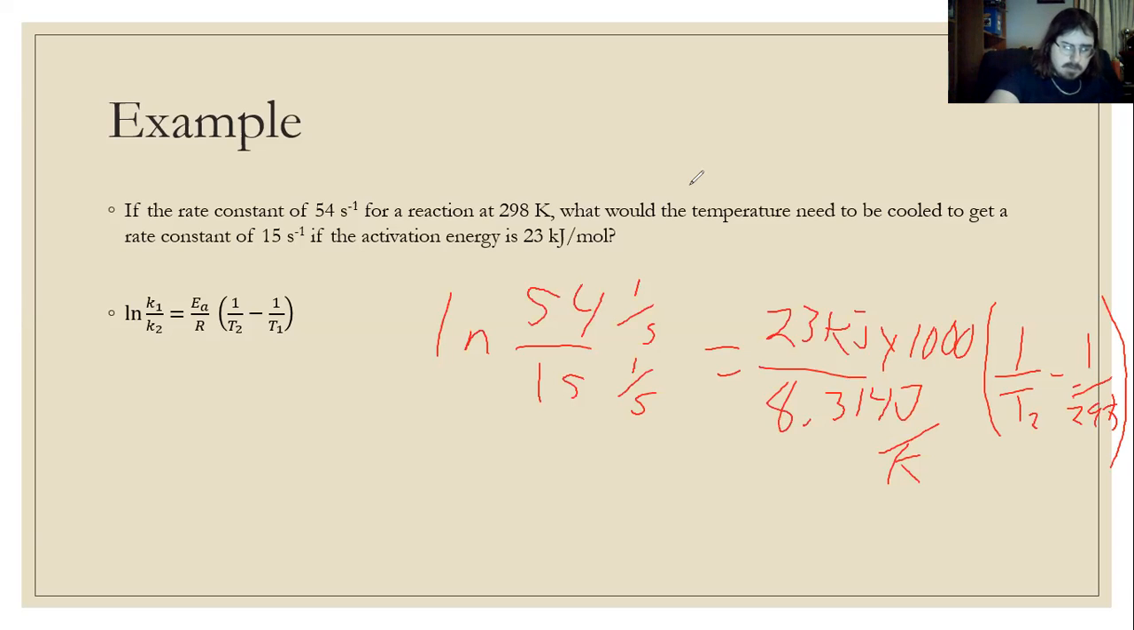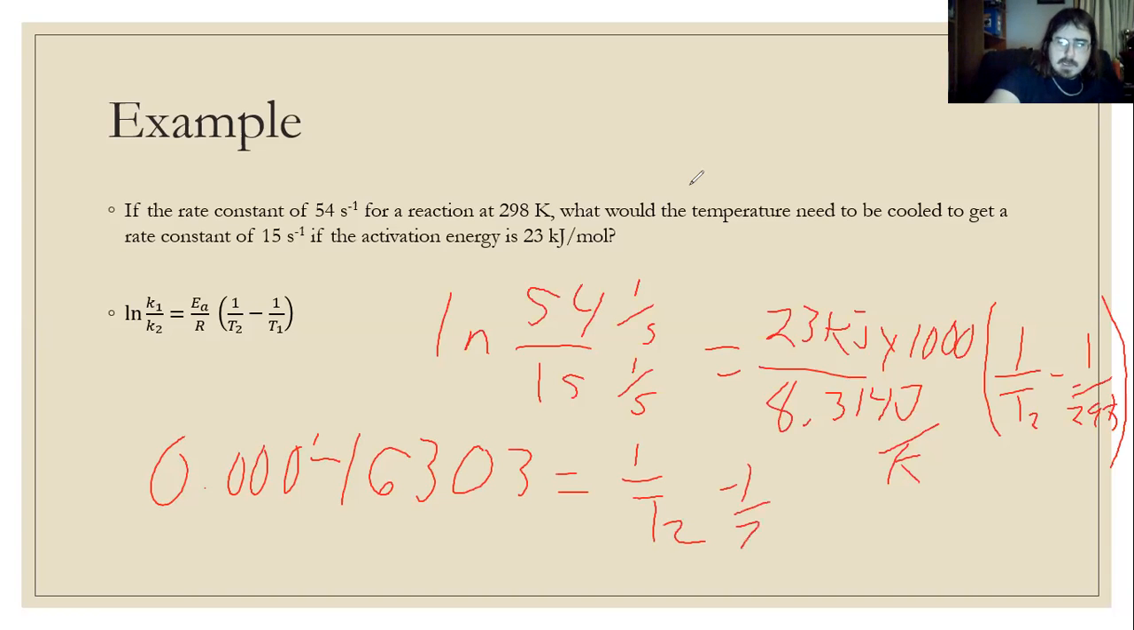We get a really small number. So right now I have 0.00046303 equals 1 over T2 minus 1 over 298. So I'm going to add 1 over 298 to both sides. That's going to give us 0.003818734 is 1 over T. You really want to make sure you don't round this too prematurely and lose a lot.